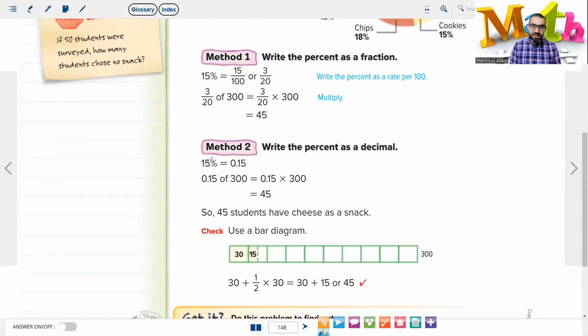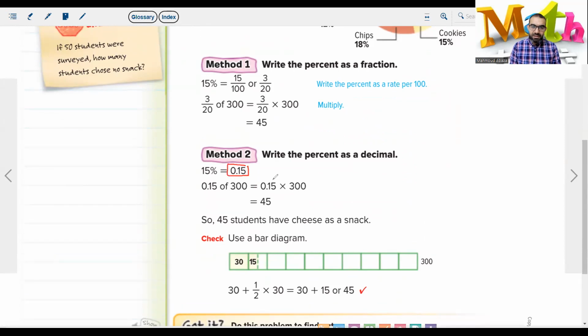Another method is the decimal method. We know that 15% is like 0.15. So we are going to multiply 0.15 multiplied by 300. How can we do it? We ignore the decimal point, so it's like 15 multiplied by 300. Then we will put the decimal point back after 2 digits.